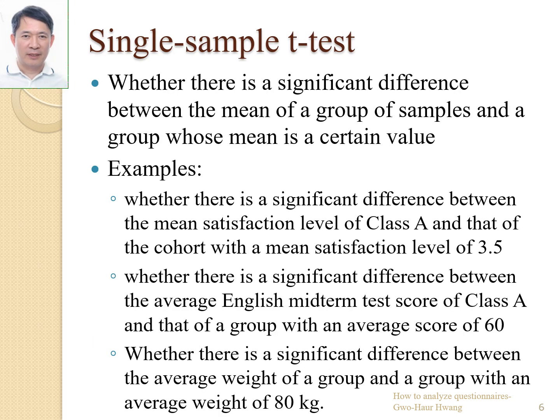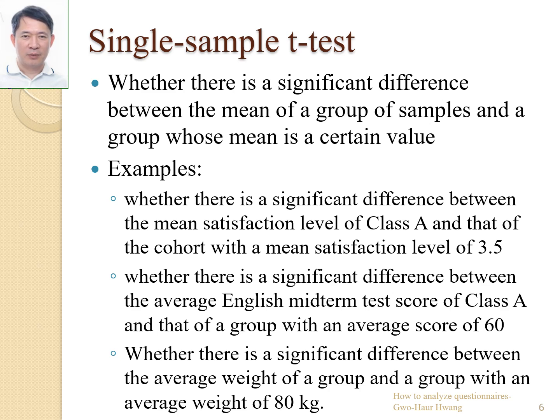If we want to know whether there is a significant difference between the mean of a group and another group whose mean is a specific value, we can use the single sample t-test. The following 3 examples use the single sample t-test. The first one is whether there is a significant difference between the mean satisfaction level of Class A and that of a group with a mean satisfaction level of 3.5.